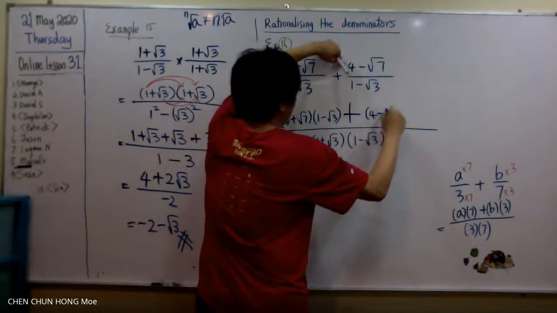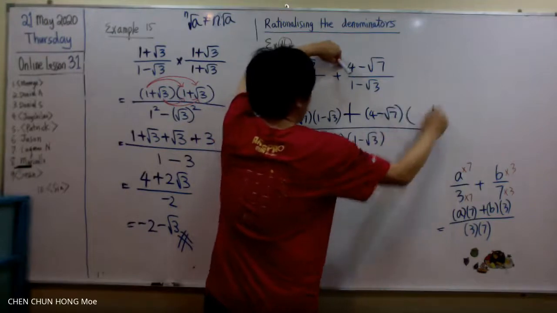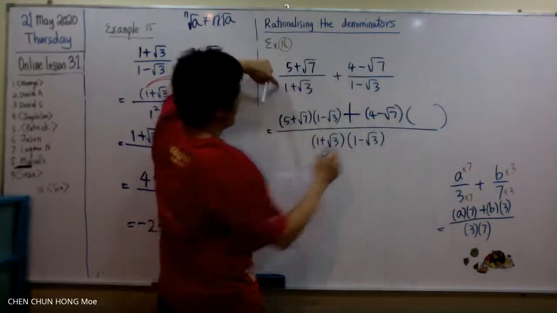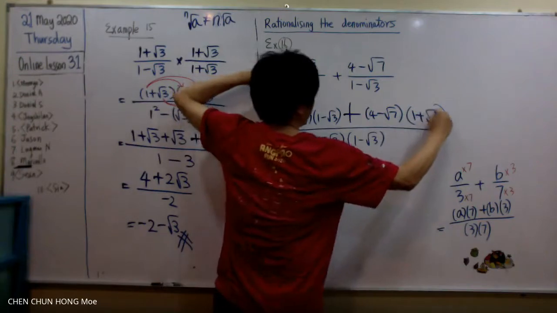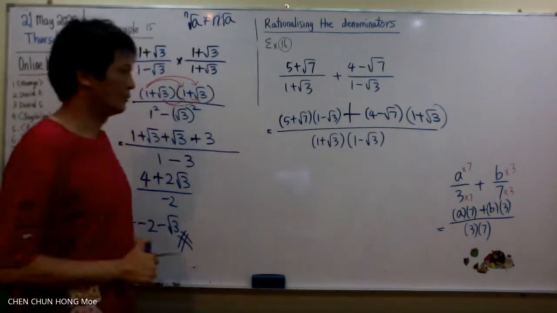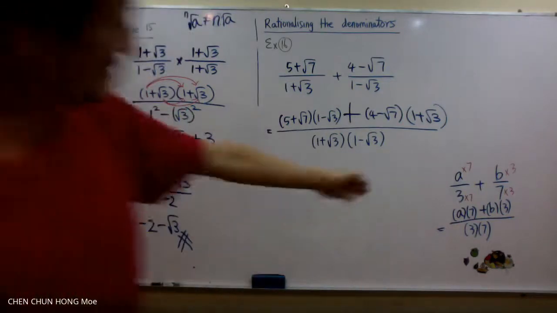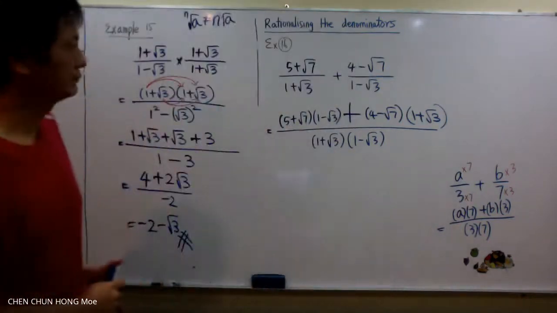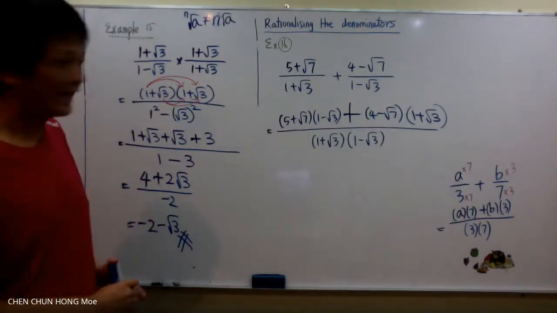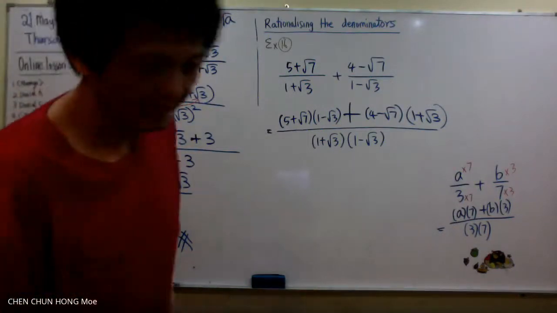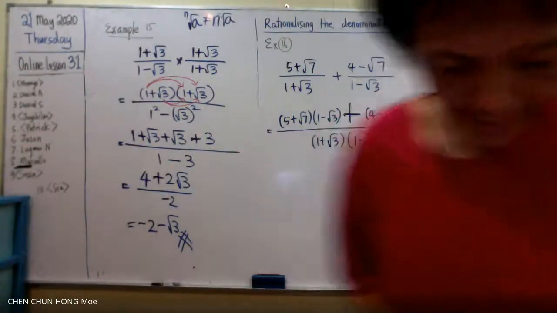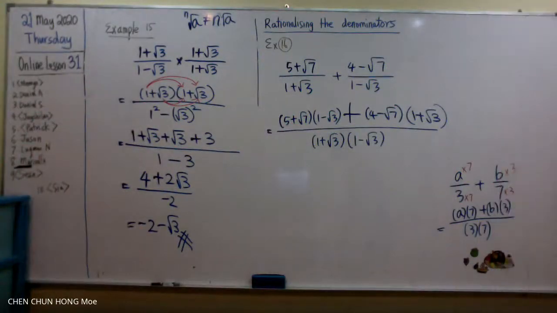And same thing here, plus 4 minus 7 multiplied by this one, 1 plus 3. I hope you can see that. And it's a fraction, this one. Alright, you may need a bit of time to digest. I think you can also refer to the textbook. The textbook writes this in a very different manner, they write bigger, maybe it's easier to understand that way.